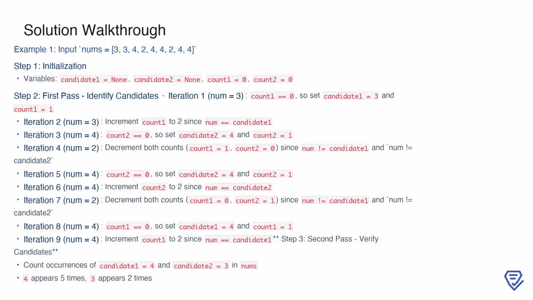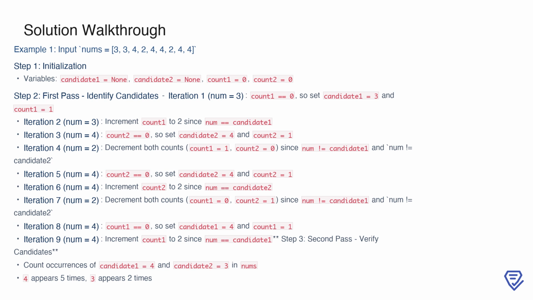These variables will help us track the potential majority elements and their respective counts. Next, during the first pass, we iterate through the array to identify the 2 potential candidates. In the first iteration, number is 3. Since count 1 is 0, we set candidate 1 to 3 and increment count 1 to 1. On the second iteration, number is again 3, which matches candidate 1, so we increment count 1 to 2. When we encounter 4 in the next iteration, count 2 is 0, so we set candidate 2 to 4 and increment count 2 to 1.